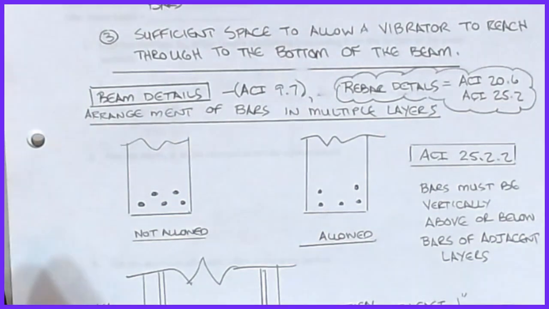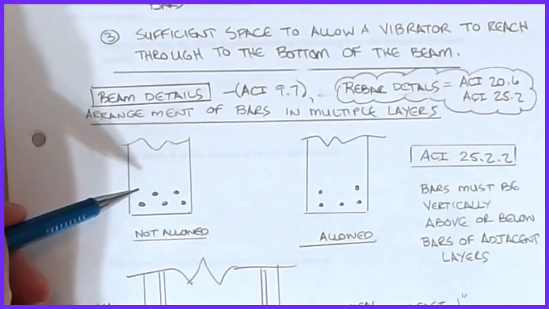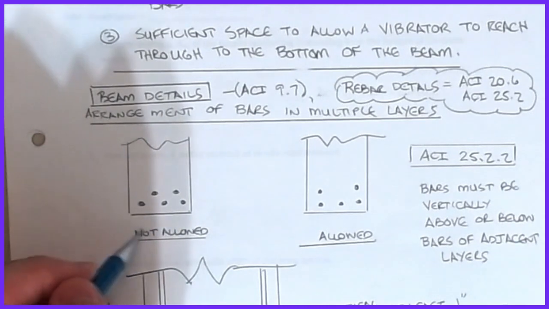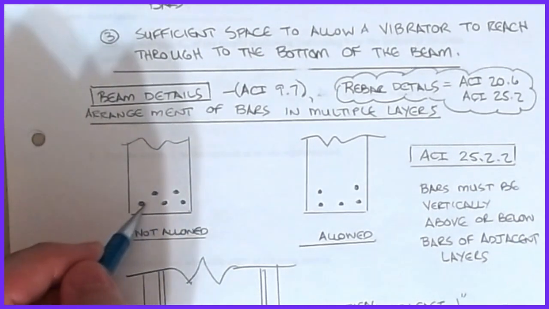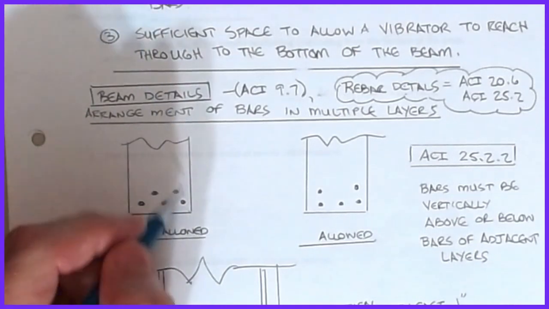Now, what it boils down to has to do with what you do if you have an unusual number of bars. Say I have 5 bars that are needed. What happens is they're not going to allow you to do an arrangement that looks something like that. One, this is very hard to construct, even with a stirrup.